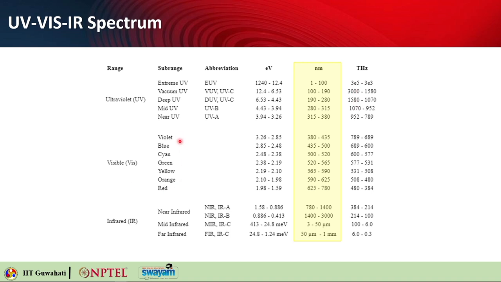Similarly, for visible, you can start with violet to red, and you can see violet is from 380 to 435, and red wavelengths are from 625 to 780. When I say infrared, there are three subranges: near infrared, mid infrared, and far infrared. In near infrared, you can have IRA, IRB, and you can see these wavelength ranges. I will not go into the details of reading out each of these. You can refer to this figure or chart and understand the different subranges in this UV, visible, IR spectrum.